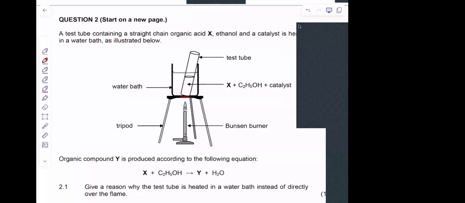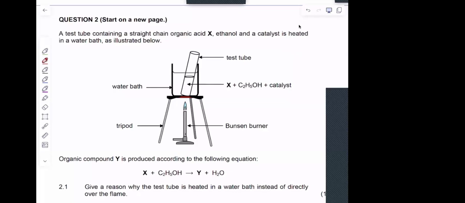Okay, let's quickly then wrap this one. So we've got organic compound Y is produced according to the following equation: X plus C2H5OH gives us Y plus H2O. Then 2.1 says, give a reason why the test tube is heated in a water bath instead of directly over a flame. And we've got some quick fingers there already in the group.